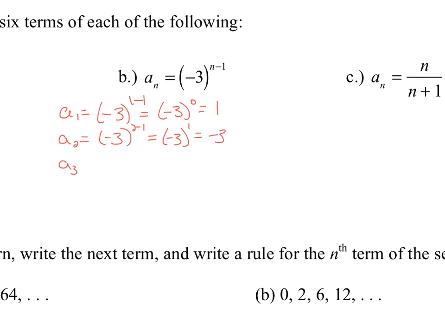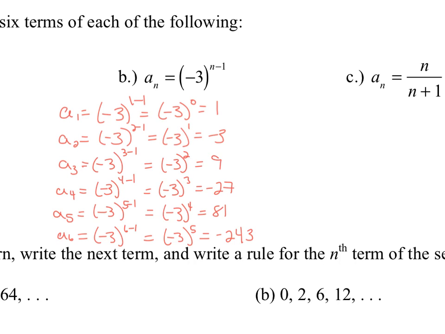And I'm going to do that for the remaining terms. You might want to pause the video, go ahead and find the remaining terms, and come back and see if you have it correct. And here are my remaining terms that I found. 9 was a sub 3. A sub 4, the fourth term, was negative 27. Then 81, and then the last term of the first 6 would be negative 243.